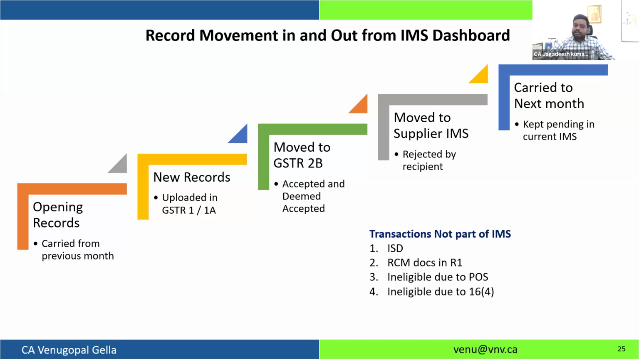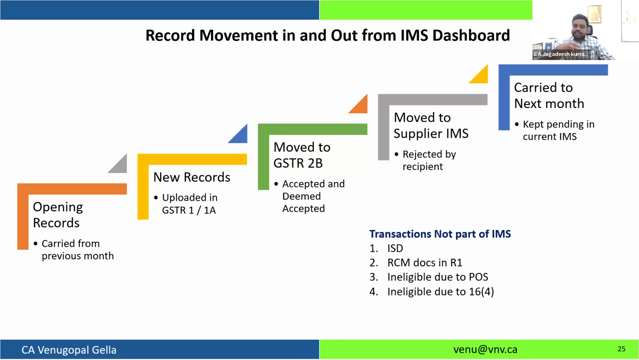So we have uploaded an invoice in GSTR-1 by marking RCM as S. That means I have to pay tax under reversal. In that case also, it will not come to my RCM and is ineligible due to the place of supply.